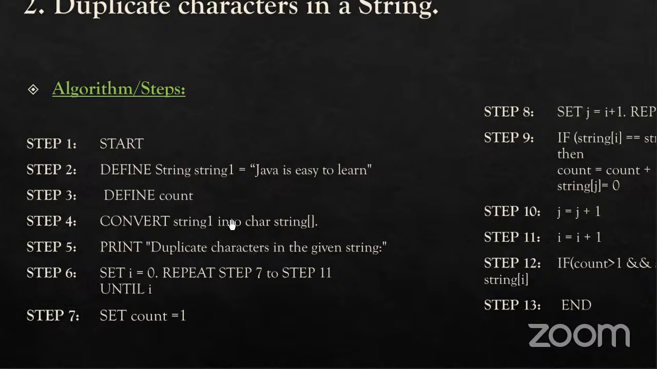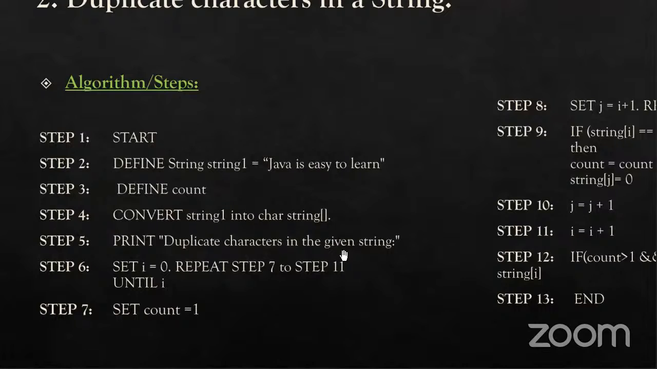Here I am converting this string1 to a character array. The string is defined in this program, and I then convert that string into characters. Then I print "duplicate characters in the given string", which is just a print statement.